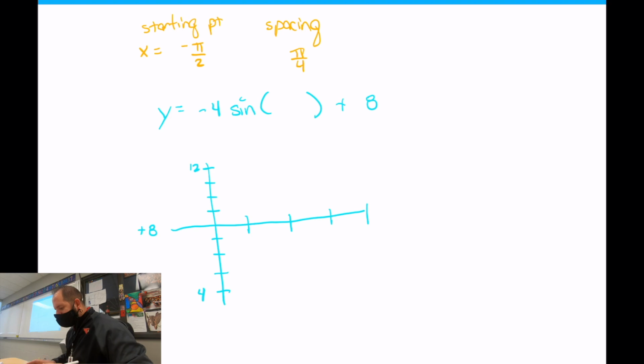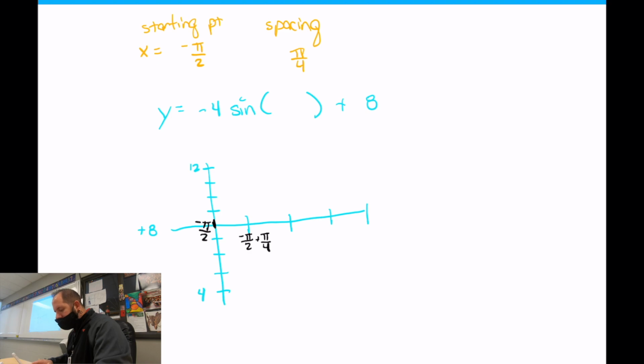All right, stop. All right, so here we go. This first marker right here, this is considered my first marker. That was the negative pi over 2. That was my starting point. That's where my graph's going to start. Now, to get to the next marker, that's where I have to use the spacing. So I'm going to take this negative pi over 2 and add pi over 4. You do not need to simplify that. Just write it like that.